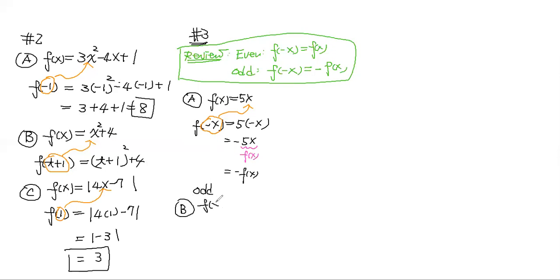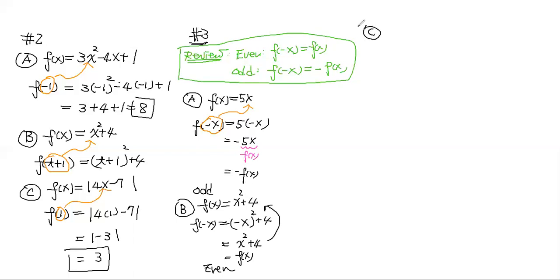For part b, f of x is equal to x squared plus 4. Remember, always start with f of negative x. That means you replace x with negative x. So it's negative x squared plus 4. Negative x squared, the negative squared is positive, so this becomes x squared plus 4. Oh, look, it's exactly the same as f of x. So when f of negative x equals f of x, what type of function do we have? We have an even function, right? Pretty cool.